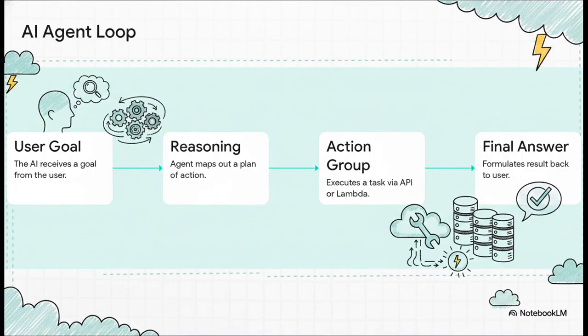An AI that just talks is neat, but an AI that actually takes action, that's a real game changer. To make our AI do things, we have to orchestrate workflows. And here is the core agent loop in a nutshell. First, the AI gets the user goal. Second, the agent goes into a reasoning phase to map out a plan. Third, it reaches into an action group, like an API or a Lambda function, to execute a task. And finally, it takes the result of that action and formulates a final answer back to the user.